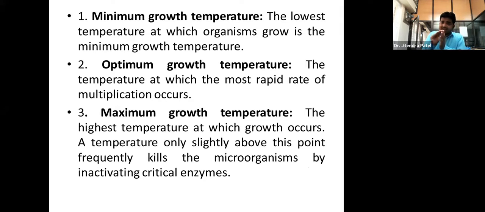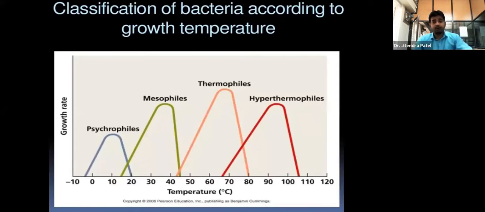Suppose I told you 20 degrees is the limit, the range is 15 to 20 degrees. If it increases slowly above 20, what will happen? The critical or important enzymes, which are definitely required for the growth of the microorganism, are going to be inactivated. They will start inactivating themselves, and ultimately the killing process will start, and the microorganism is going to die, right? So that's what we need to understand very properly, since it is the physical factor.